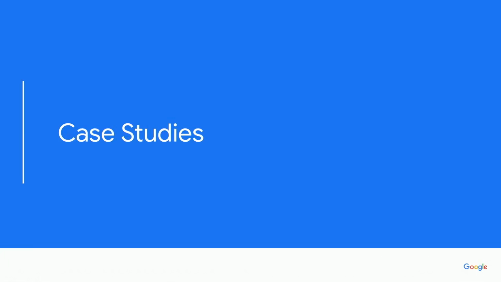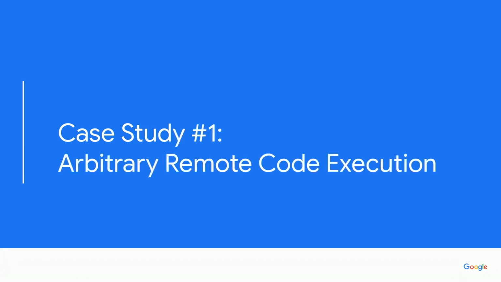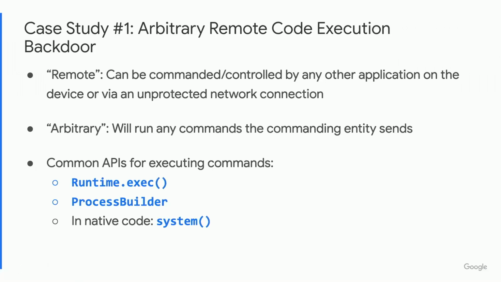So I know this is what a lot of people are interested in. Let's talk about what this really looks like in practice and sort of the variety and range of how different security issues can manifest on the wide variety of devices that make up the Android ecosystem. So the first case study we're going to talk about is 2 different examples of arbitrary remote code execution backdoors. So when I say arbitrary remote code execution, first what I mean by remote is a little different than in some contexts. We consider it remote if it can be commanded or controlled by any other application on the device.